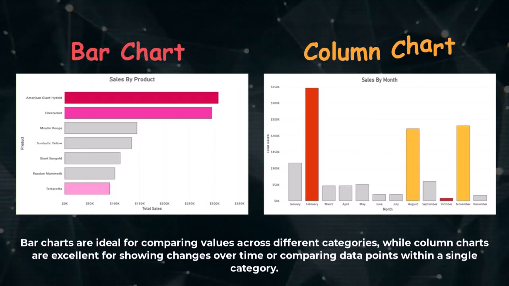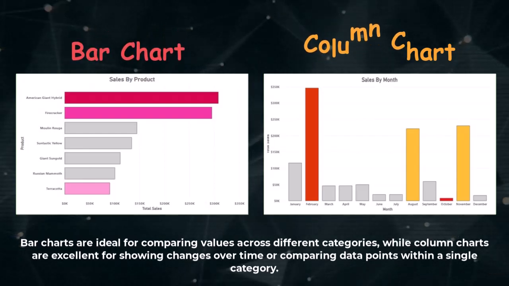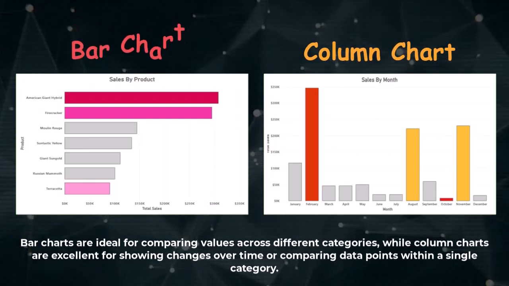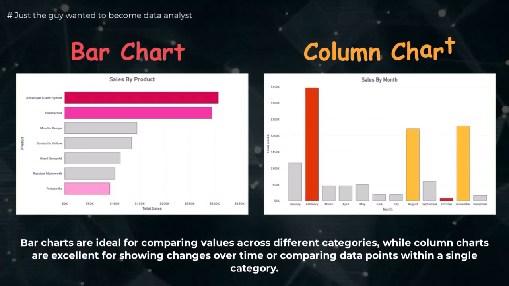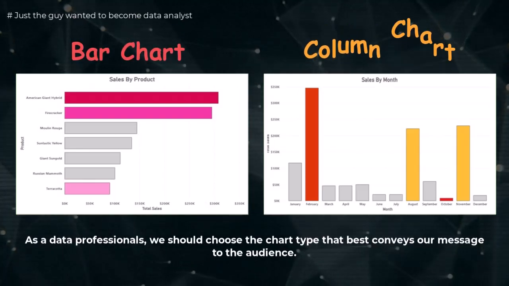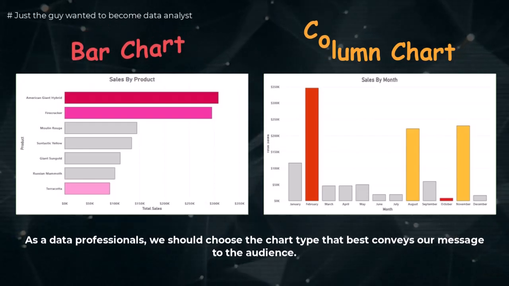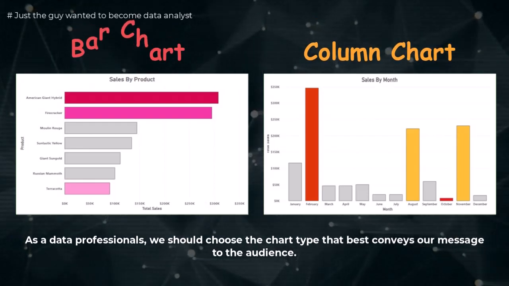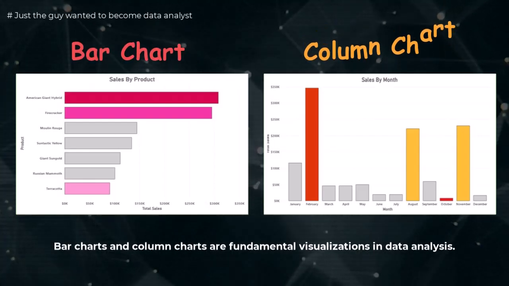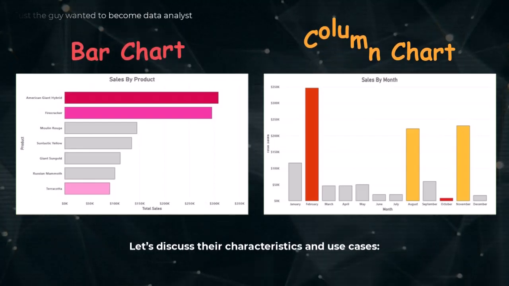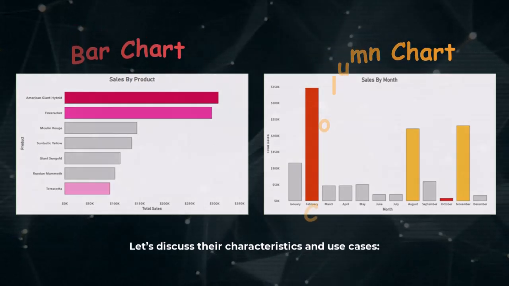Bar charts are ideal for comparing values across different categories, while column charts are excellent for showing changes over time or comparing data points within a single category. As data professionals, we should choose the chart type that best conveys our message to the audience. Bar charts and column charts are fundamental visualizations in data analysis. Let's discuss their characteristics and use cases.